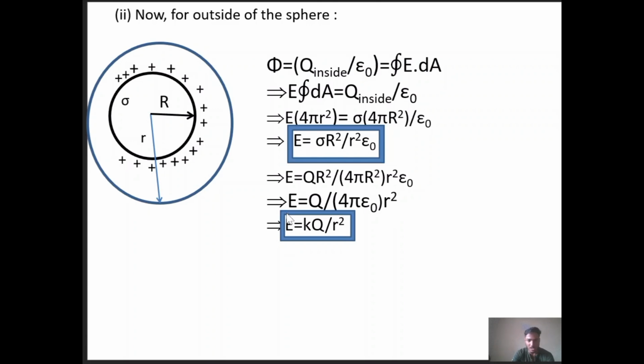Now this formula is very much similar to the electric field due to a point charge at a distance r from the point charge. So we can also write this above formula as kQ by r square. So this is simply the formula for a solid conducting, hollow conducting and hollow non-conducting sphere at a distance small r outside the sphere.